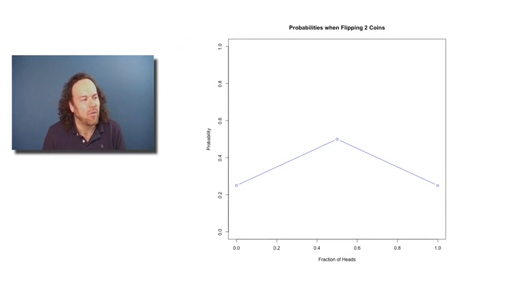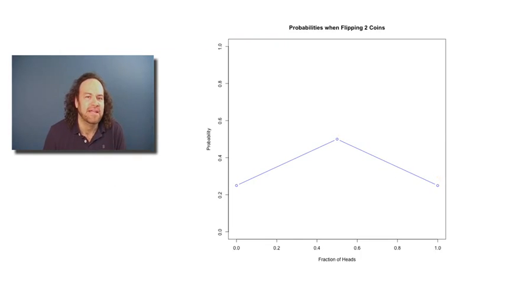So to start off, let's again imagine flipping a coin twice, and I've graphed here the probabilities for the fraction of heads that you'll get. So a quarter of the time you won't get any heads, half the time you'll get half of them heads, and a quarter of the time you'll get all heads.